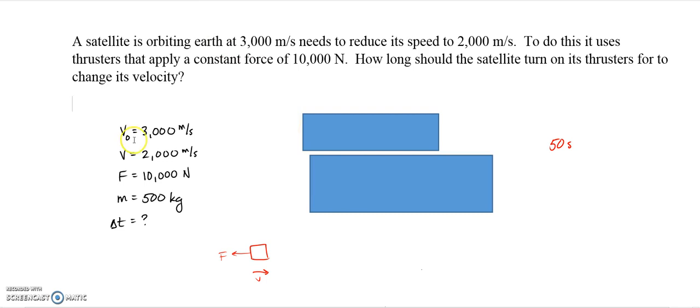It talks about the initial velocity being 3,000, the final velocity being 2,000. It's got a force of 10,000, which, if you want to get super nitty-gritty, is basically going in the negative direction. Actually, I'll bring that up later. You should say it's in the negative direction. And your mass is 500 kilograms, and your change in time is what you're looking for.